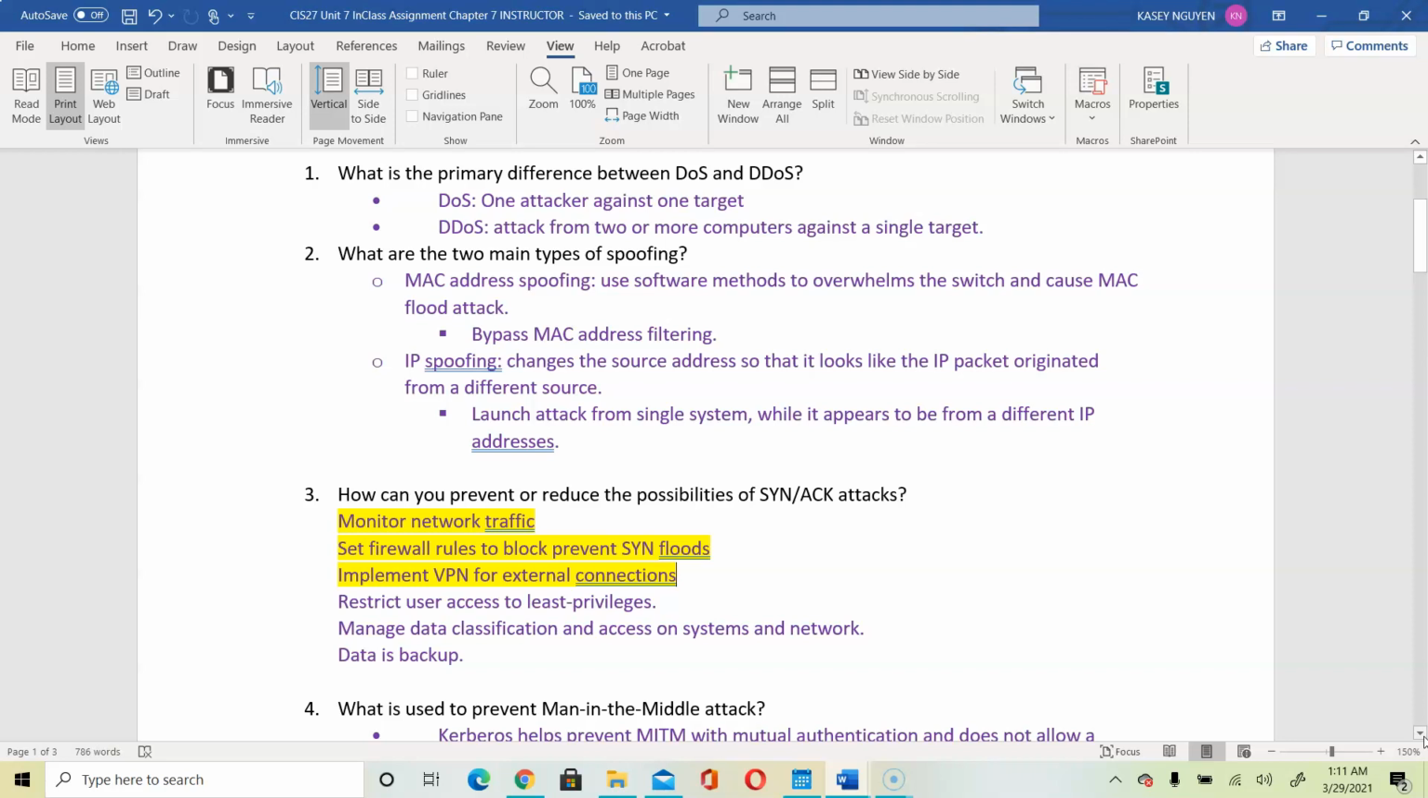We should also perform data backup in case we have data corruption or data loss. So these are the things that we can do to prevent and reduce the possibility of the Syn attack. Data backup is really for the case where we lose data. But as far as the emphasis, the first three that are highlighted are really the prevention and reduction of the Syn attack.